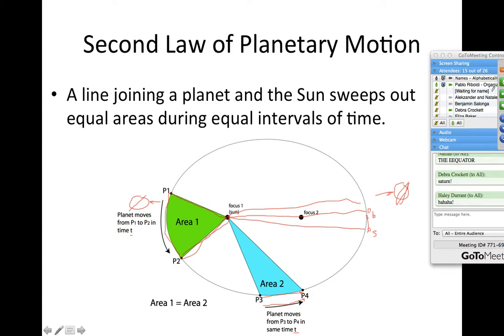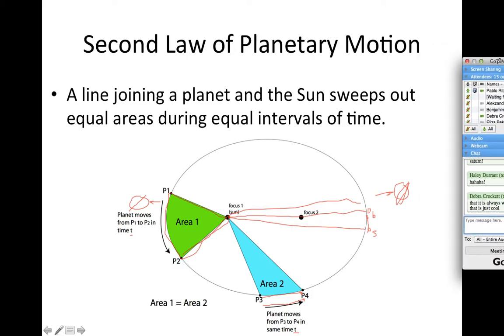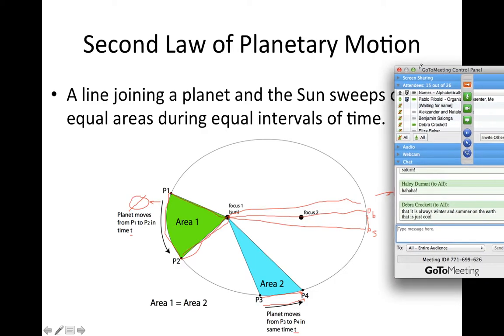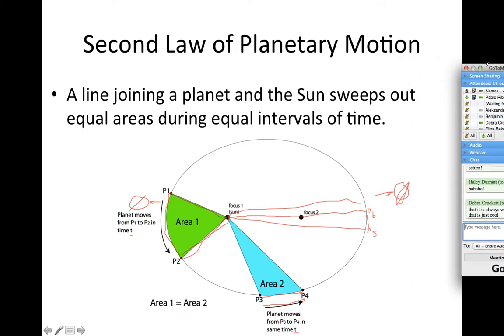Okay. So now we are going to look at the third law of planetary motion. It is always winter and summer on the Earth. That's right. So there's always one hemisphere that is winter and the other is summer. Okay, so it couldn't be because of the orbit.